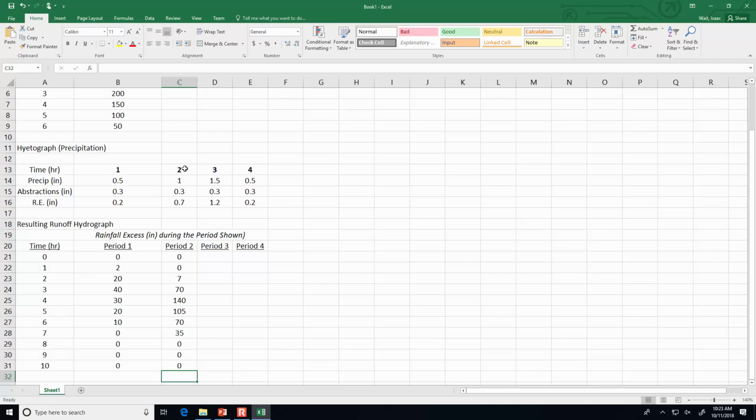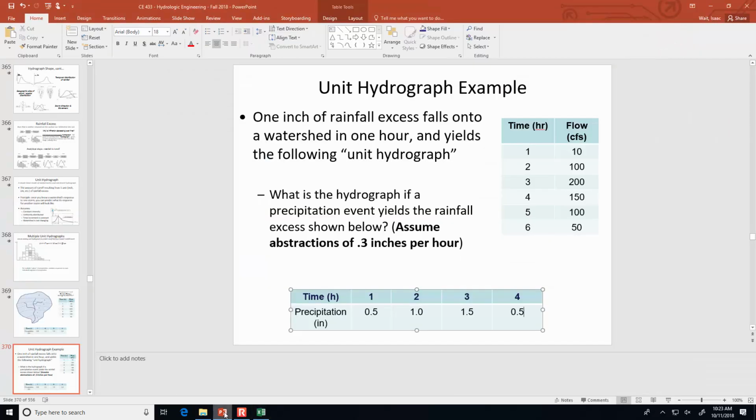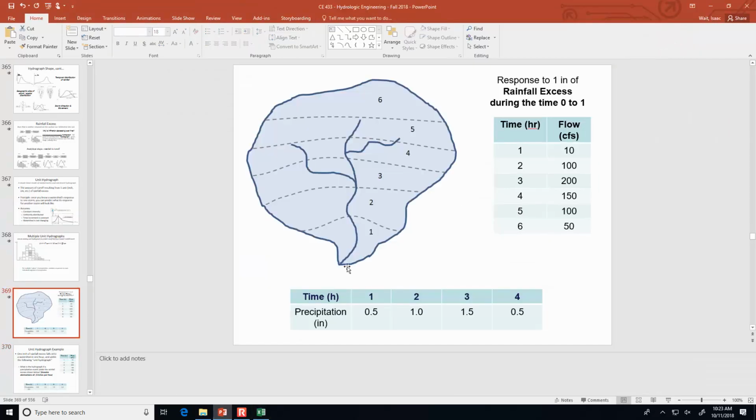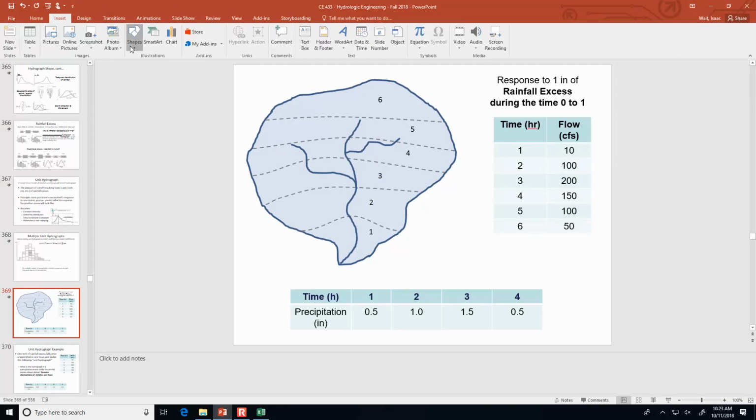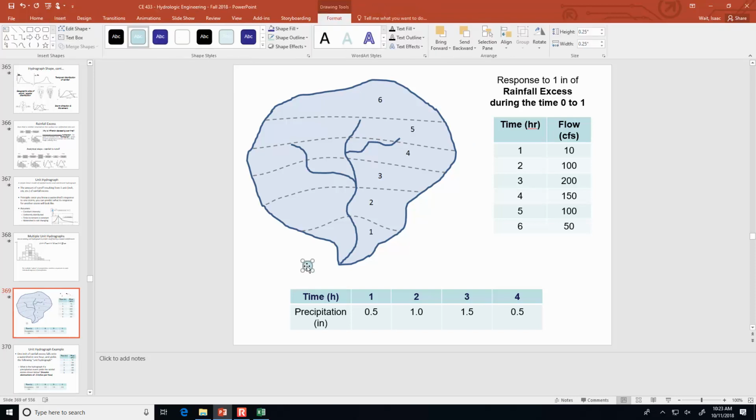And so the response at the outlet, remember where we're measuring all of these runoff amounts, if I go back to the picture of this watershed, we're measuring the runoff amounts at the outlet. Let me put a little circle at the outlet. Okay, this is where we're measuring everything.